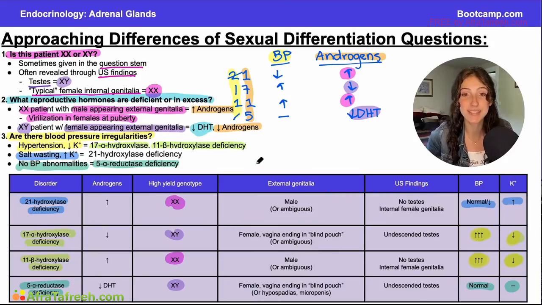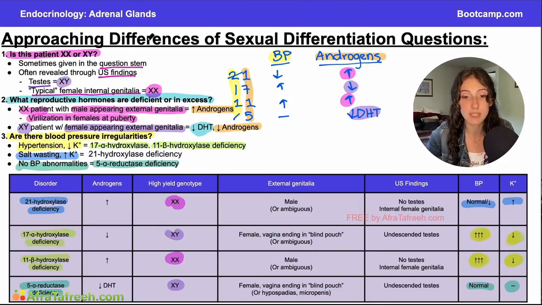Okay, now let's use this template to go through some differences of sexual differentiation questions. The first question is: a G1P1 32-year-old primigravida delivers a male infant at term. On exam, there are no testes present in the scrotal sac. Pelvic ultrasound reveals no testes, but does reveal what appears to be a uterus and ovaries. Temperature is 37 degrees Celsius, heart rate is 130, blood pressure is 105/69. What is the most likely cause of this patient's presentation?